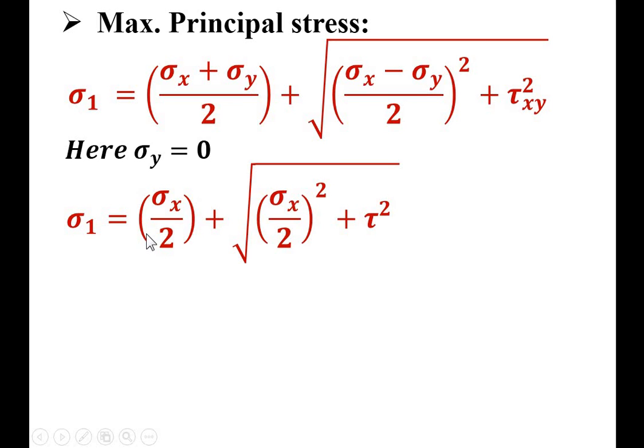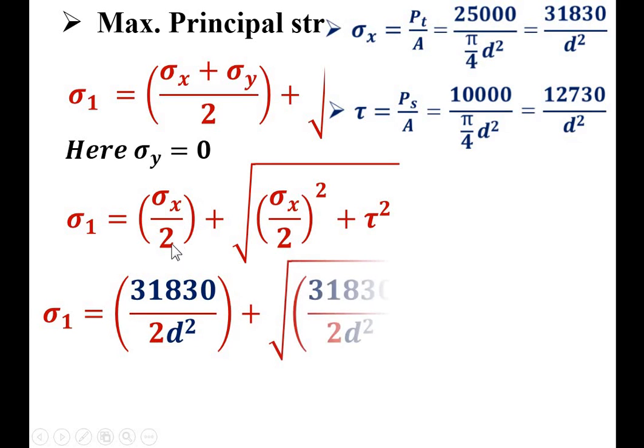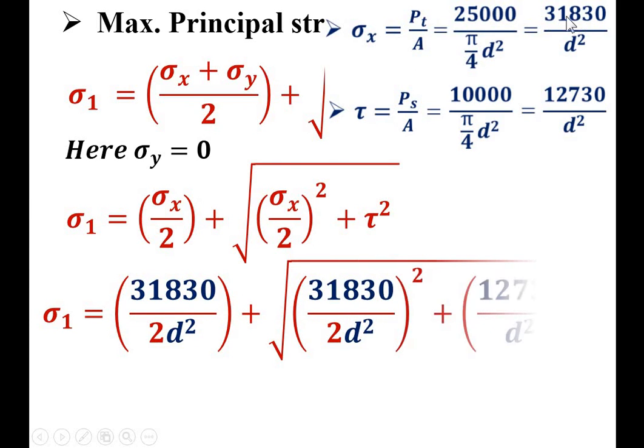Now I can put the value of sigma x and tau in this equation. We have sigma x and tau, so put these values both in this equation. So I can say sigma 1 is equal to sigma x by 2, so sigma x is this one by 2 as it is, plus the square root of (sigma x by 2) whole square plus tau square.